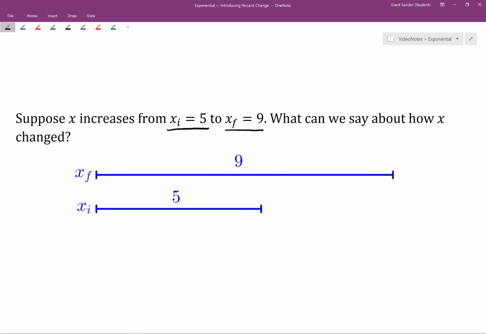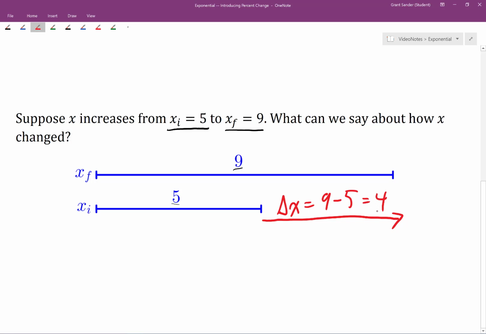So I have a couple segments representing these values. I have a segment representing the initial value of x, x sub i, which has a value of 5. And then I have another segment up here that represents the final value of x, and that has a value of 9. So from the initial value of x to the final value of x changed by some amount, and we represent that change with delta x. We know that this change in x can be represented as 9 minus 5, which equals 4.